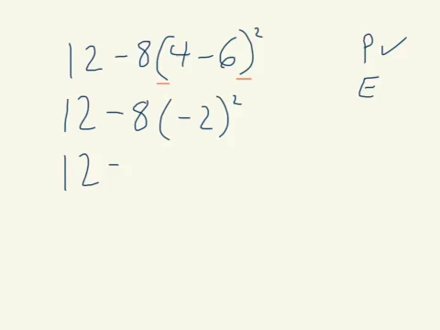So what is negative 2 squared? Well, hopefully you're not getting your calculator out for this. Negative 2 squared is negative 2 times negative 2. That's going to be a positive number. You should know that for sure. And 2 times 2 is 4.